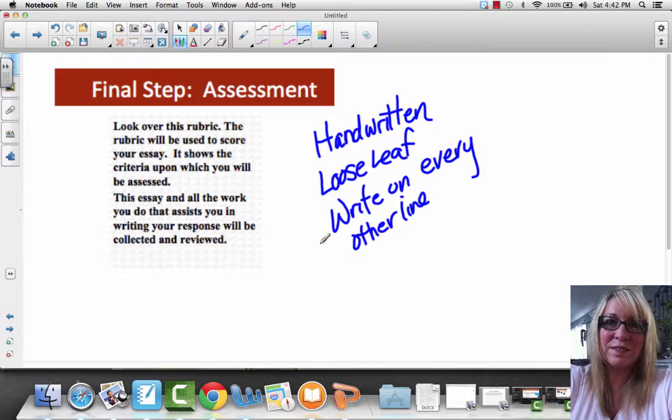So you're going to hand in the whole packet that I just gave you, the article, because you're going to have all your evidence on there where you underlined and wrote notes in the margin, your question restated, your essay template, and your essay written on loose leaf, every other line, and your rubric. So let's take a look at the rubric.